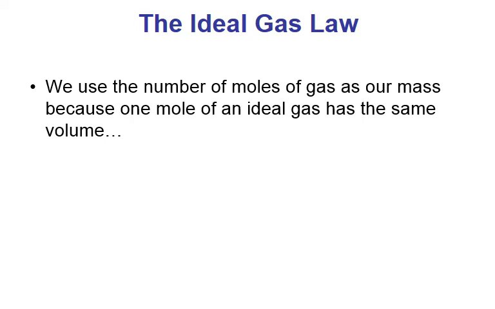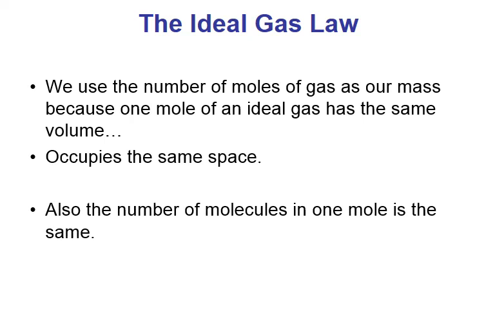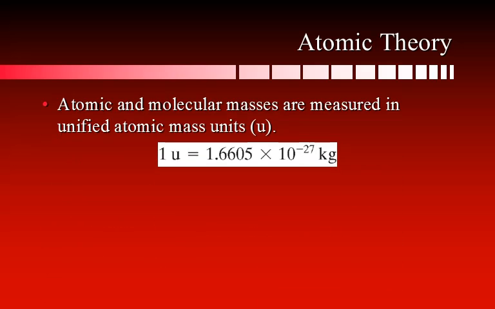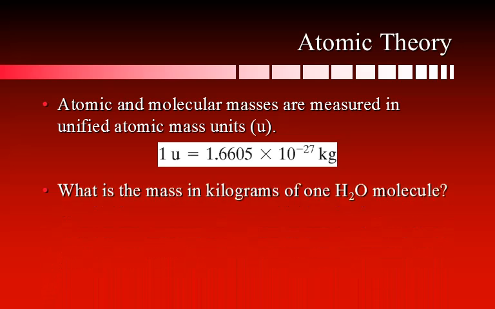And so 1 mole of an ideal gas has the same volume, so 1 mole occupies the same space. The number of molecules in 1 mole is the same as well, and that's really helpful for us. When we talk about atomic theory, that's important to consider here too. The atomic and molecular masses are measured in the unified mass unit. So 1 U is 1.6605 times 10 to the negative 27 kilograms.